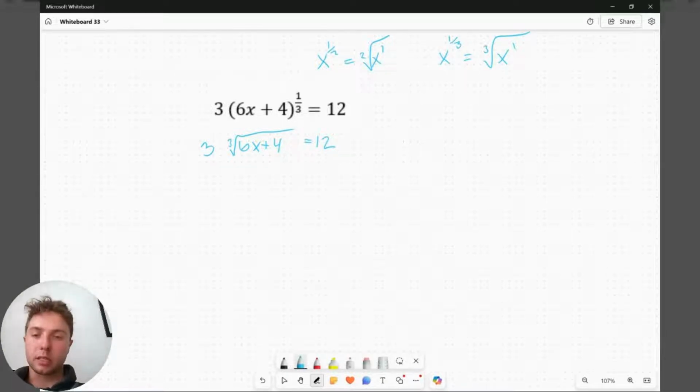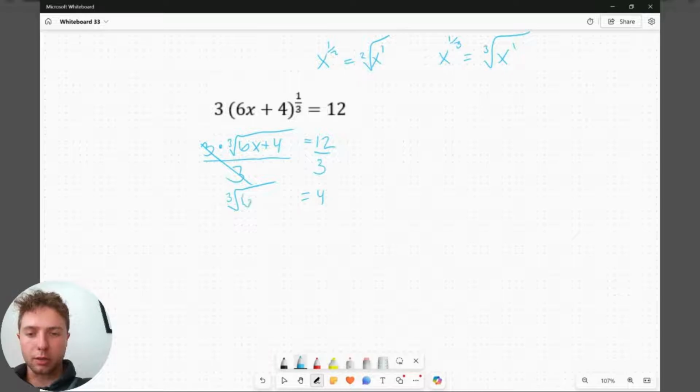Okay, now we need to solve. Anything outside goes first. That 3 in the front needs to go first. That 3 is next to the root. It's multiplying. Okay, let's divide by 3. Okay, the cube root is still there because all I did was get rid of the 3 out front. Now I can get rid of this root symbol.